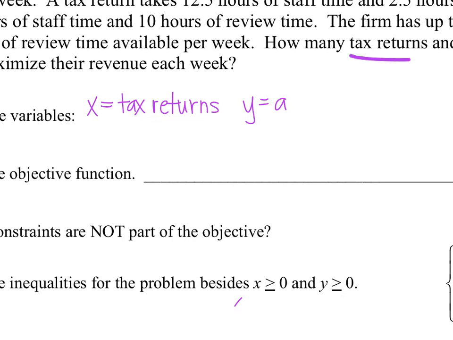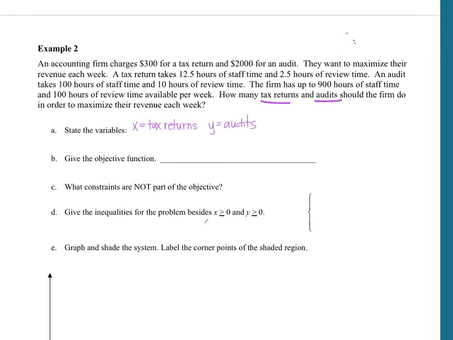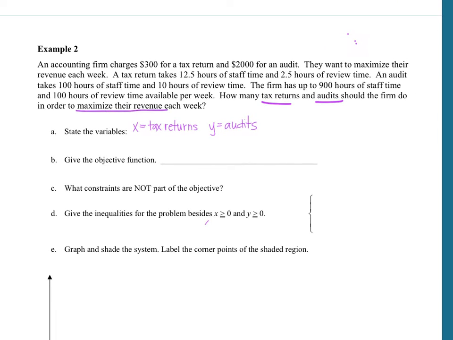Often, also in the question, you'll find your objective. In order to maximize their revenue, that is the objective: max revenue. Once you have established what the objective is, go back and look through the problem for any numbers that have to do with revenue. Now, revenue is a dollar amount, and I see two dollar amounts here. I see 300 and 2,000, and those are going to be part of my objective function. So 300 was for the tax returns, and 2,000 was for the audits.